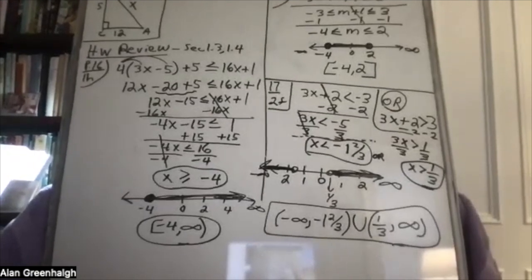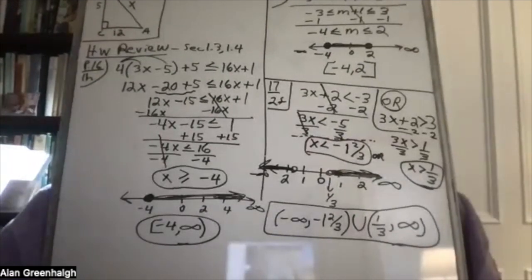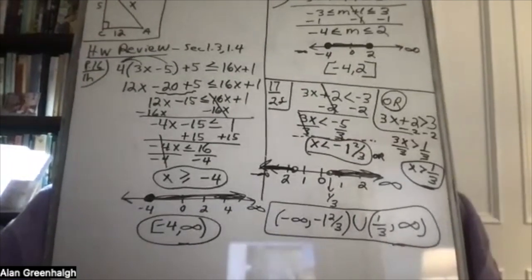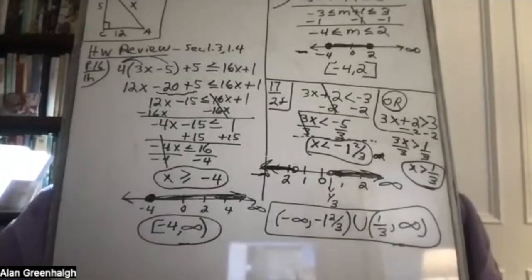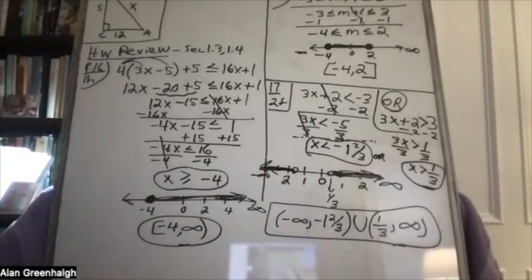So I see that you put the U. So we put that U symbol whenever it is "or"? Yes. Like, let's say you just said negative infinity to negative 1 2/3, union... So that would mean "or". Yes. In other words, it's the math.